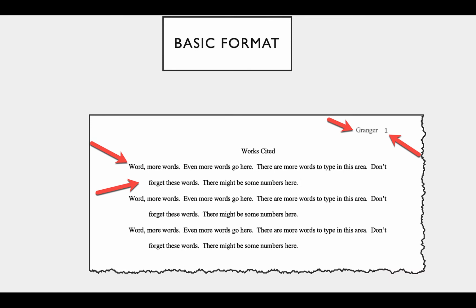So here's the basic format of a Works Cited page, and those beautiful red arrows that took me an embarrassingly long time will all be pointing to some information here in a moment. But according to MLA format, a Works Cited page needs to be Times New Roman size 12 font, double spaced, and the phrase Works Cited is centered at the top.